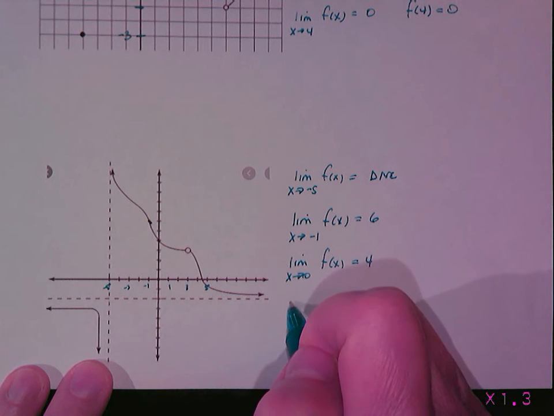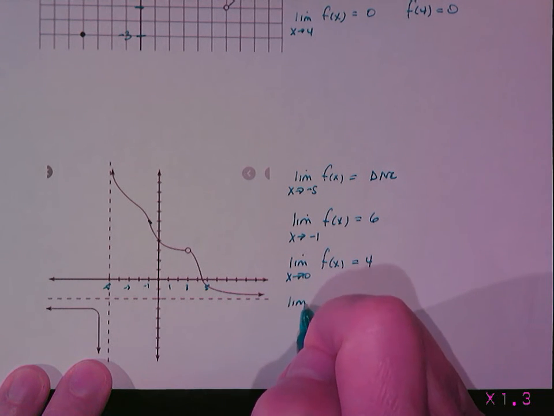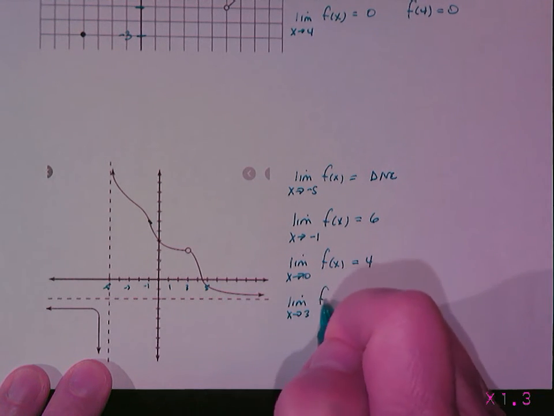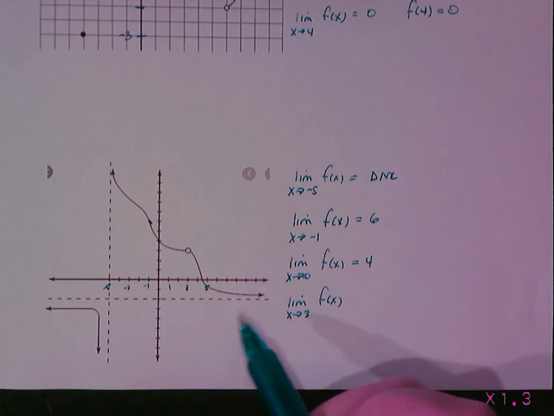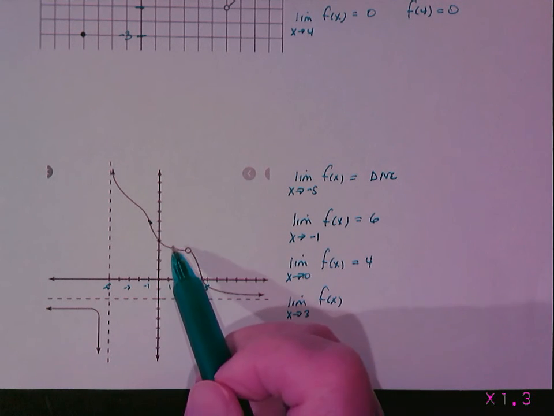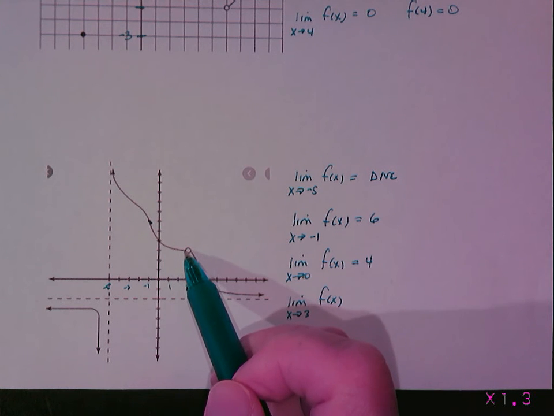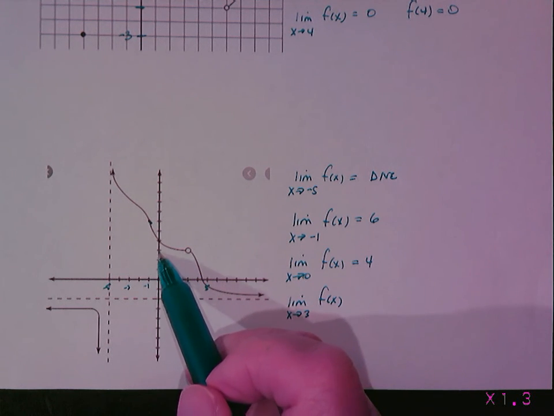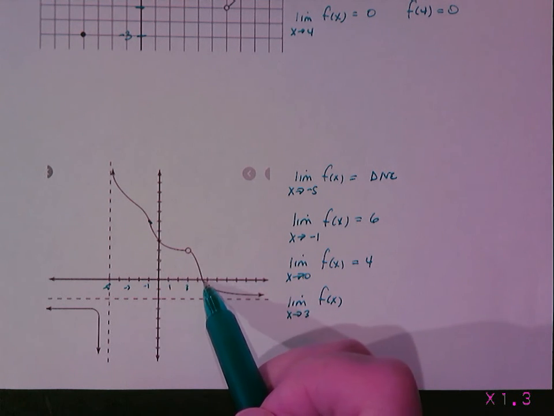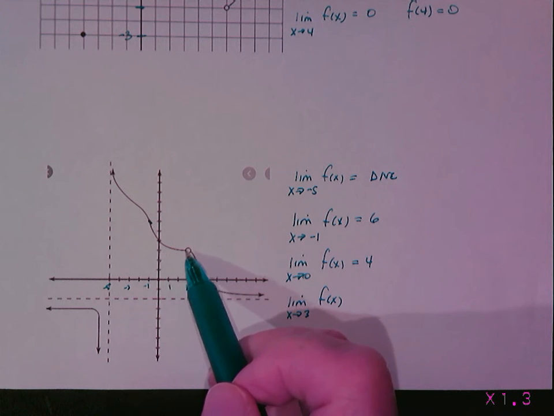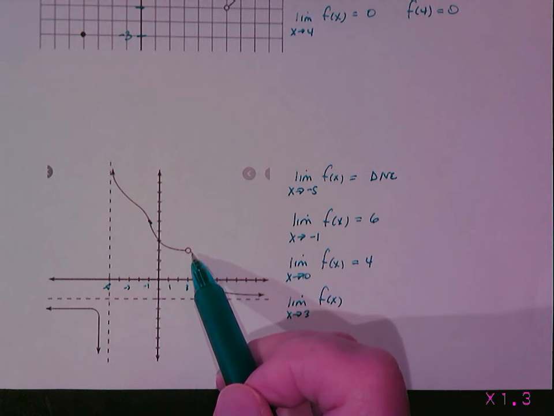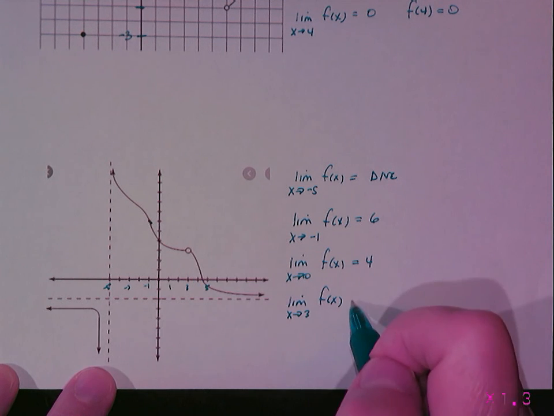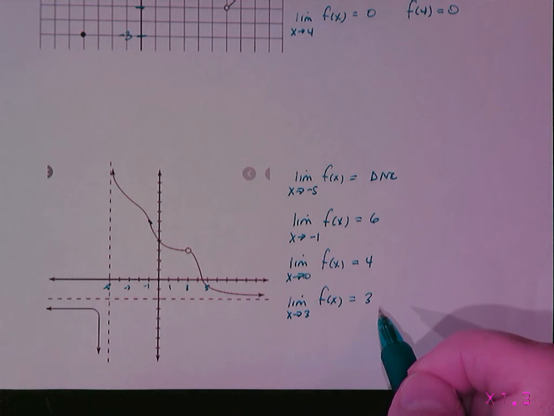The limit as x approaches 3. Here's 3 right here. So the limit is coming from this direction. Looks like it's getting close to 3 as a y value. Coming from this direction, looks like it's getting close to 3 as a y value. It's a hole, so the function value doesn't exist, but that limit does. And that value is going to be 3.